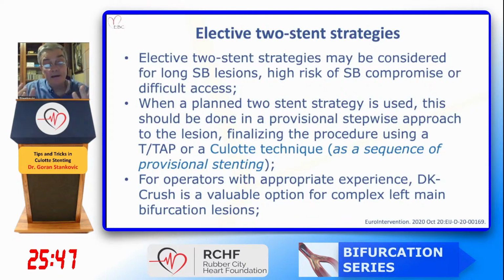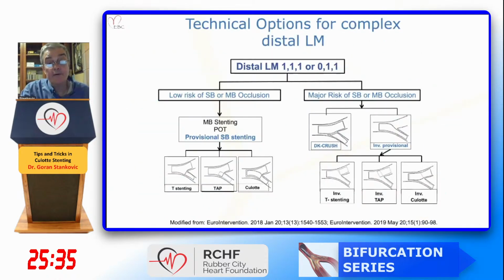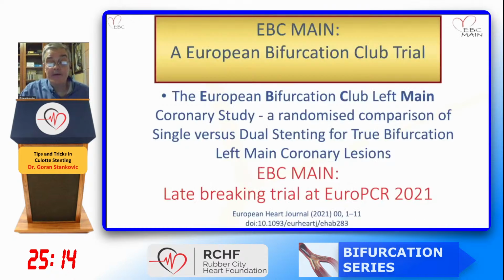We just identified lesion and disease in the ostium of the LAD that was nicely covered with the culotte and confirmed by the OCT. Of course, we accept DK crush as an option, and in another consensus document from EBC that was dedicated to left main treatment, we mentioned culotte as part of the complex diffuse disease, 111 or 011, through distal left main bifurcations.